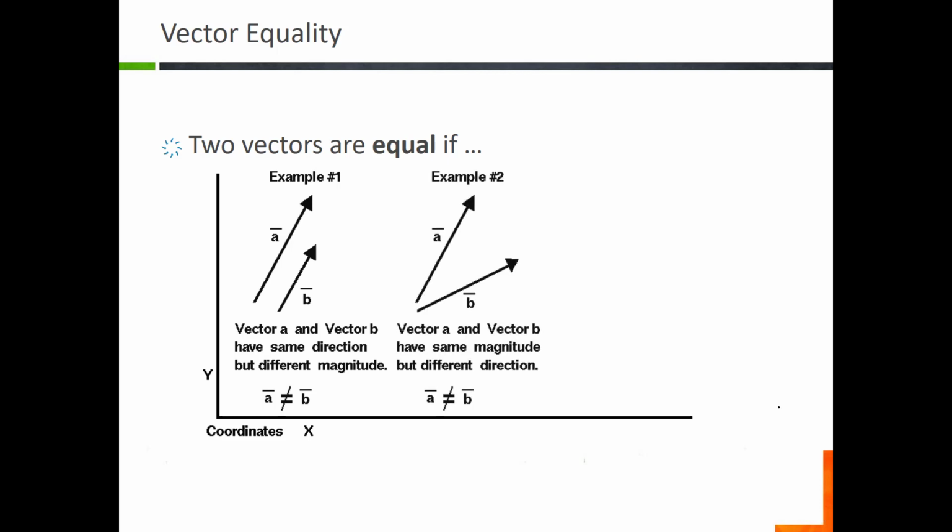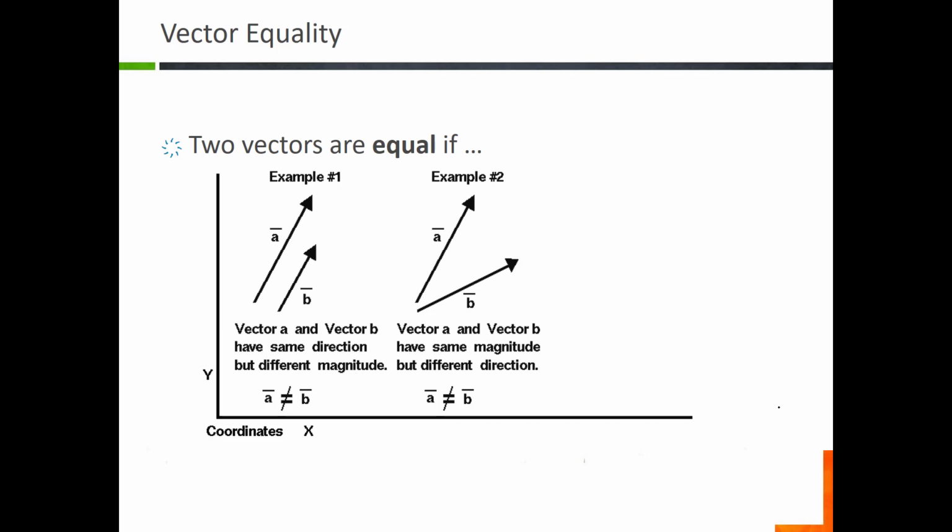We could try another example. Say we had two vectors A and B again. They're actually both the same length this time. The arrows that I drew are both the same length, but unfortunately they don't point in the same direction. They're not parallel to each other.